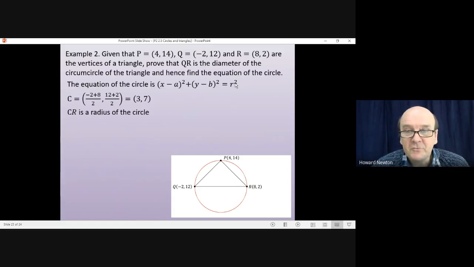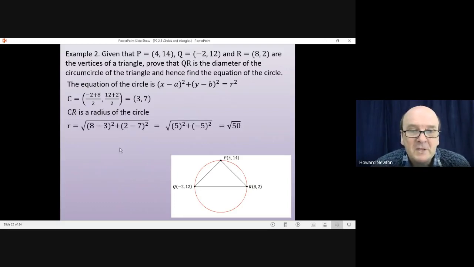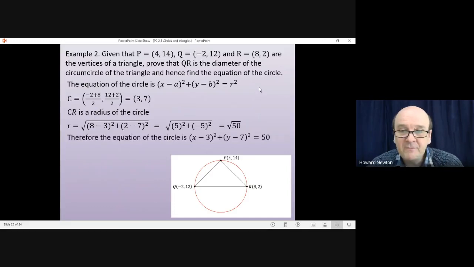Now, I also want to find the radius of the circle. Well, CR is the radius of the circle. So if I use the center of the circle and find the distance to R, that'll give me the square root of 8 minus 3 squared plus 2 minus 7 squared, which simplifies to root 50 for the radius of the circle. Therefore, the equation of the circle is x minus a squared, which is x minus 3 squared, plus y minus b squared, which is y minus 7 squared, is equal to r squared. Root 50 squared is 50.